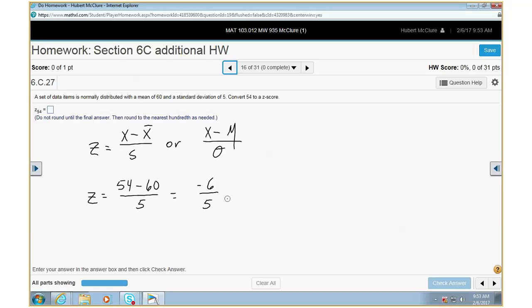I'm going to show you a trick I've learned. You know that our decimal system is based on tens, right? So if you put a 10 right here and convert, 5 will go into 10 how many times? 2 times 6 is what? 12. And move the decimal over one place: negative 1.2. So that's your z-score.